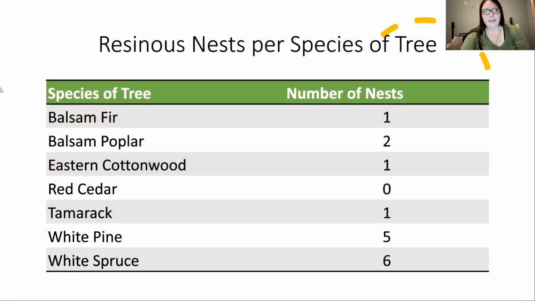And as for my prediction, I decided to make a table of resinous nests per species of tree. Now, as a caveat, there were several boxes that were taken out of my data that did have resin nests by the end of my observation. Had they not been taken out, maybe things would have been different. However, stuff was done to them that made them not reliable. As you can see, all across the board we have about 1 to 2, except for the white pine and white spruce, where we have 5 and 6, which does seem significant.